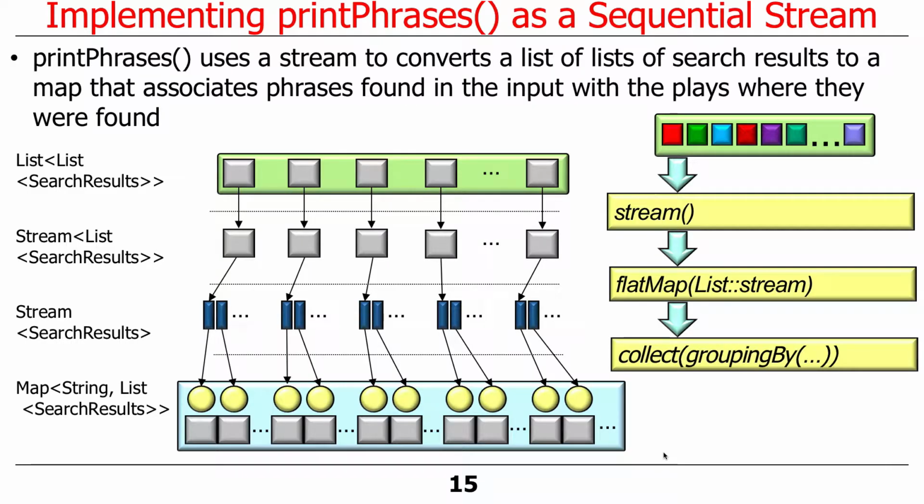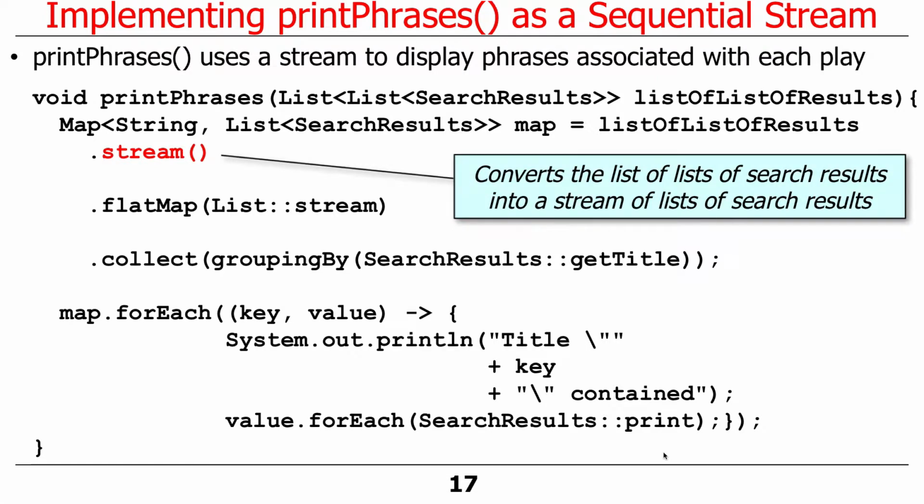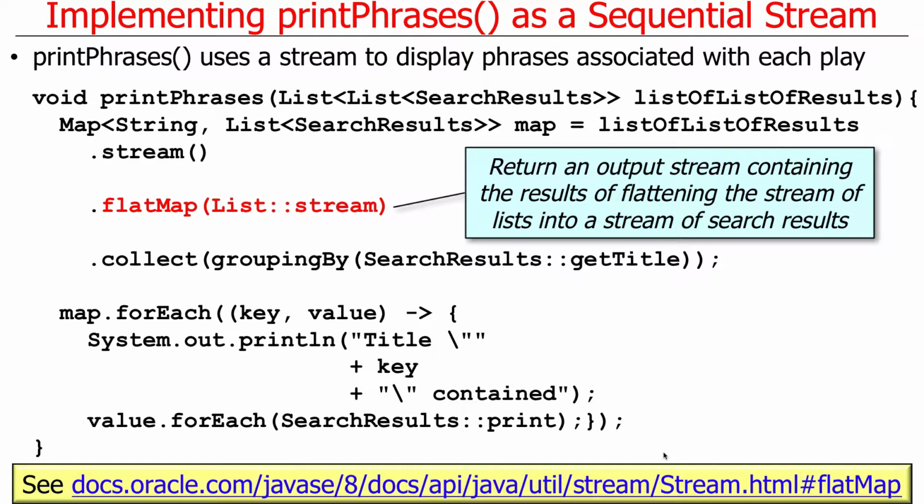So let's take a look at how we implement this. This is what the visualization is. This is where it occurs. And here's the actual code that you can see here. So we take in our list of search results and we turn it into a stream. So now we have a stream of lists of search results, which is still unwieldy for our purposes here.